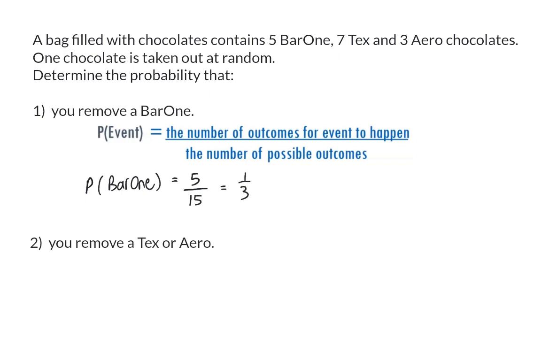Question 2. Determine the probability that you will remove a Tex or Aero chocolate. So for the probability of removing a Tex or an Aero chocolate, we can take one of the 7 Tex or one of the 3 Aeros. So our total number of outcomes for our event is 10 different outcomes out of the 15 chocolates, and that is a probability of 2/3.